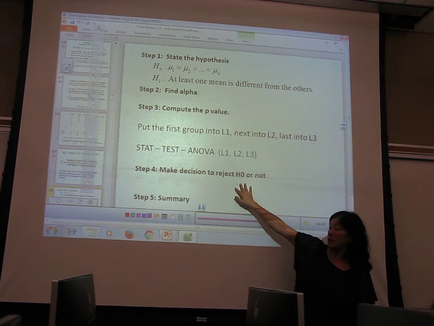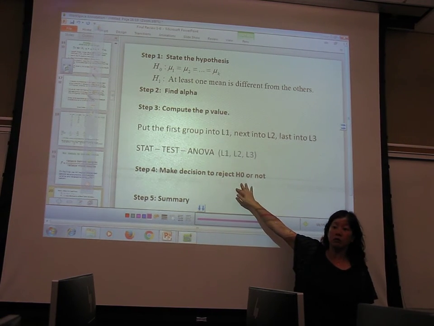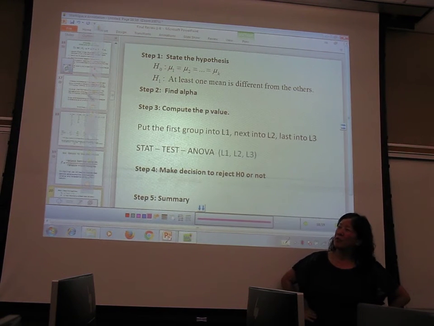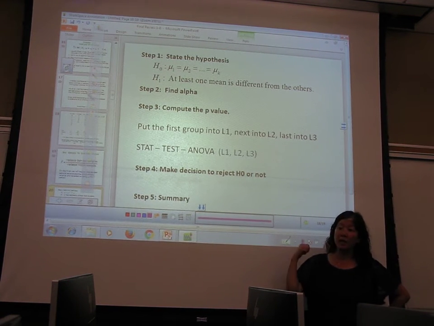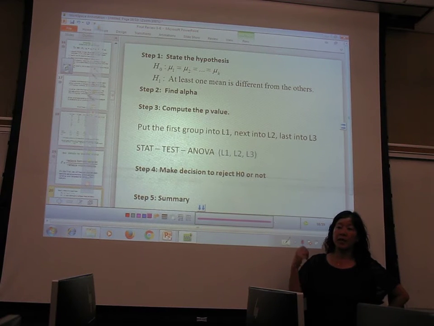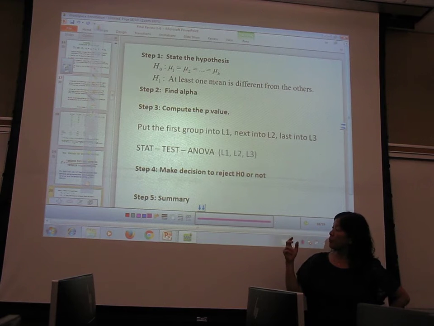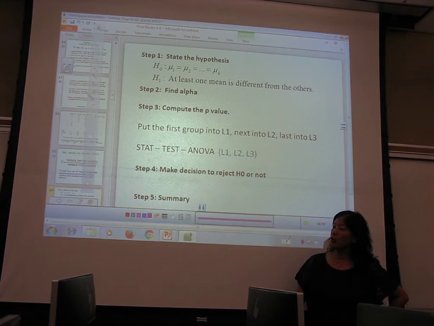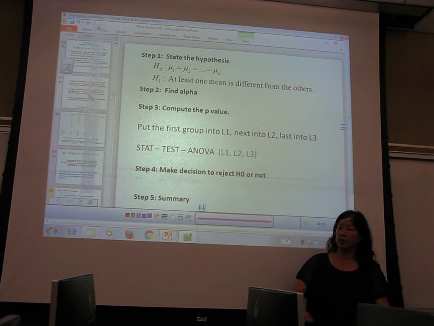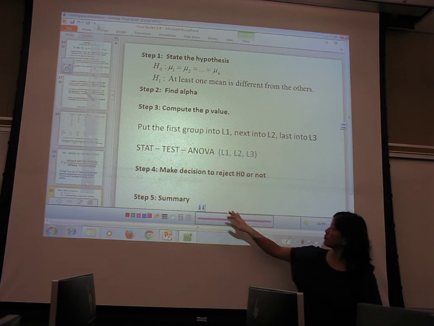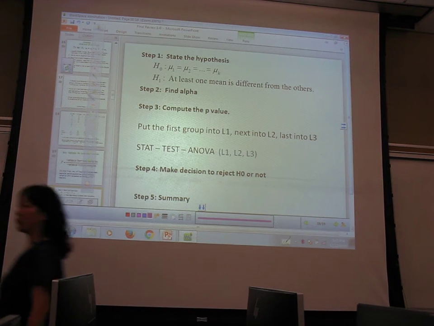And then, again, if your p-value is small, what did somebody say in my last class? Something like, if p-value is high, then let H naught fly. In other words, H naught's good, it's good to go. If your p-value is low, then let H naught go. It's not good. And then do your summary.